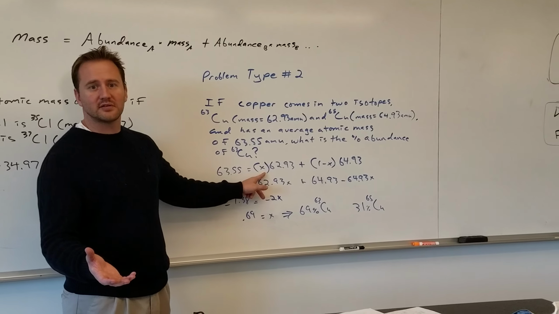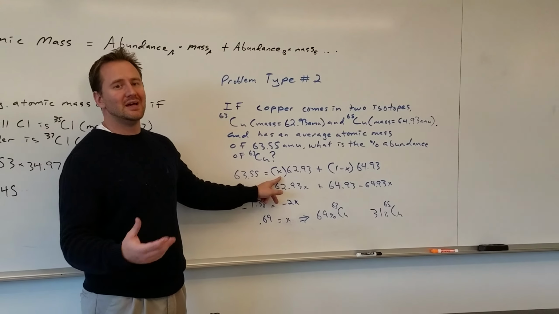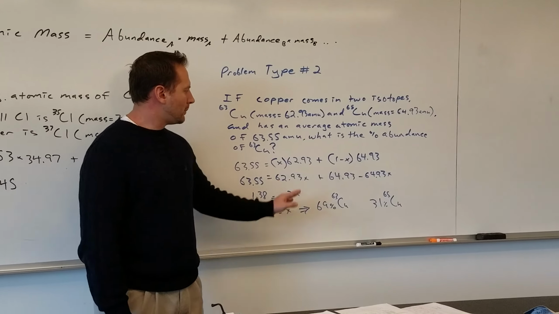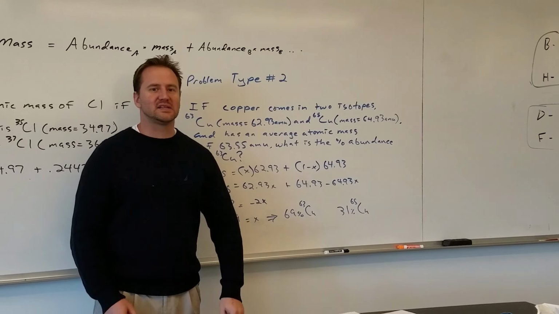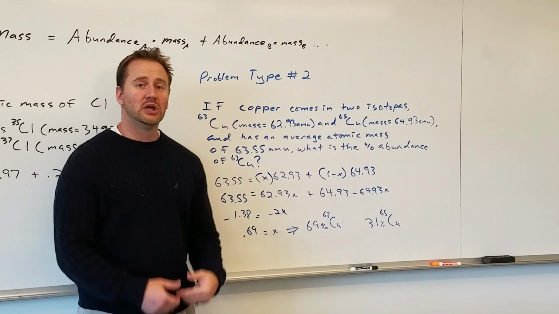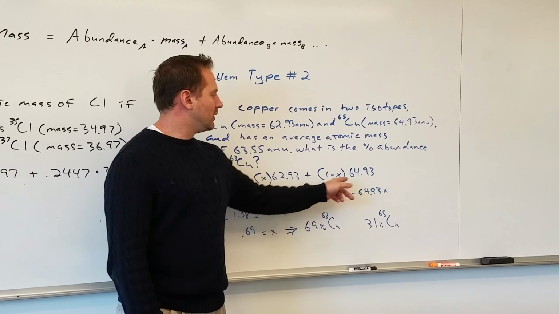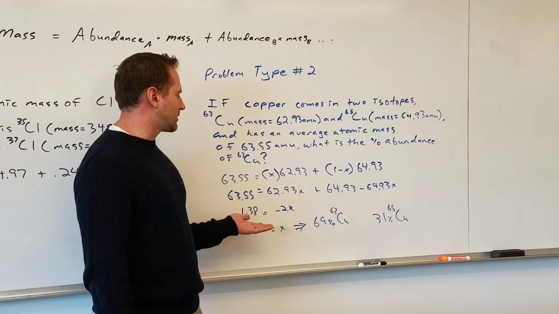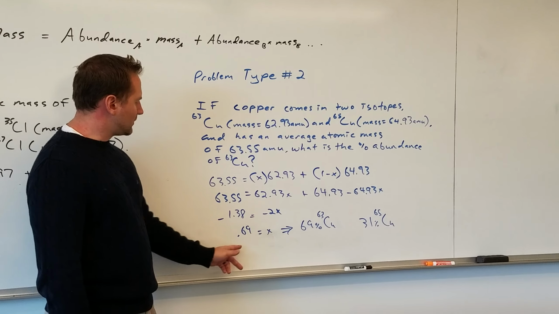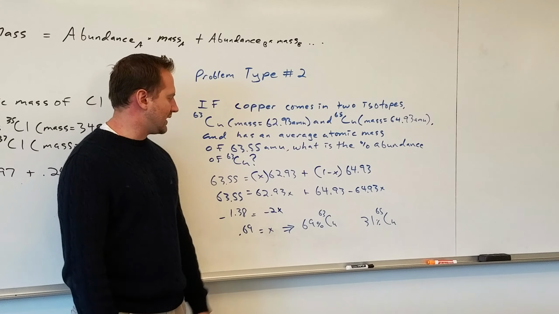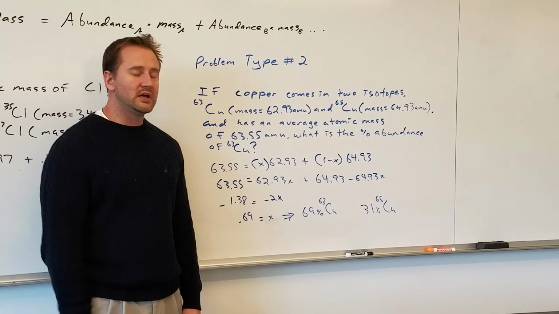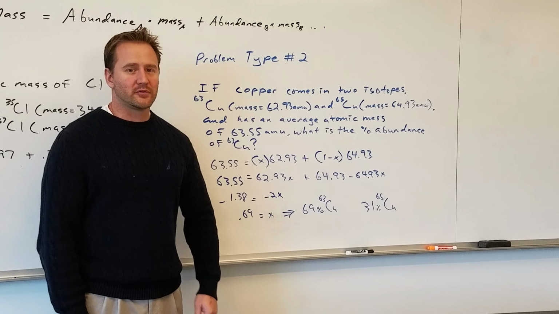Once we know that as a decimal, we can convert it to a percentage. So X times 62.93 plus, and we're going to use 1 minus X because the whole fraction minus the portion that's copper 63 will be the copper 65. Multiply that by the mass, and then we just combine like terms. You can just see this here and copy it down. And when we solve for X, we get 0.69, which means that 69% of the copper is copper 63, and 31% is copper 65.